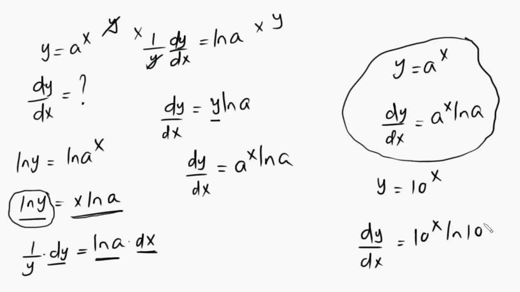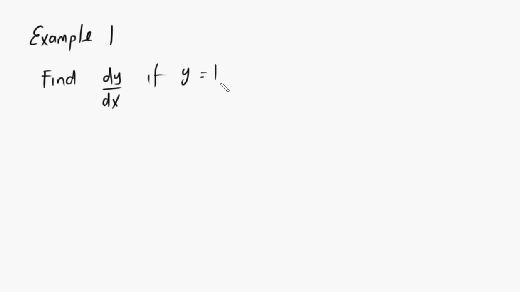Sawa, yeah. So let's try and solve another much more complicated example. I call this example 1. It says find dy dx if y is equal to 10 power negative x. Now we have a negative. So what am I going to do? I'm going to use chain rule. I'm going to let w equal to negative x. So this means y is just going to be equal to 10 power w.